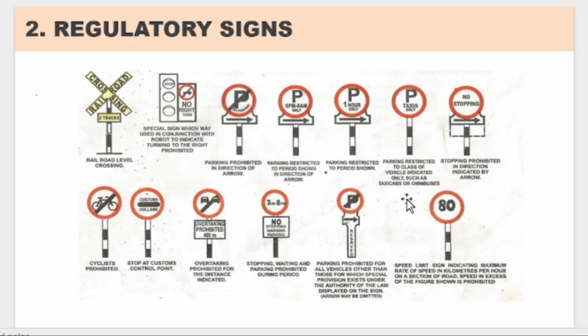You see, this one is what we call a speed limit, right? So this one is what we call a speed limit sign, indicating that the maximum speed to be traveled upon seeing this sign is 80 kilometers per hour, and any speed that is above that is prohibited. Okay.